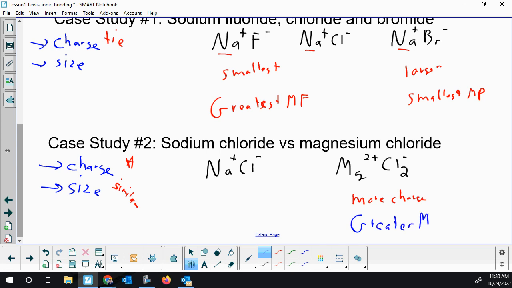So we would expect a greater melting point with magnesium chloride and a lower melting point with the sodium chloride. And that's how we can use Coulomb's law to make some melting point comparisons, non-numerical comparisons. So that's everything ionic, probably for high school. You're not going to learn anything new really about ionics next year. So we're going to practice this a bit and then move on to the new world of molecules next lesson.